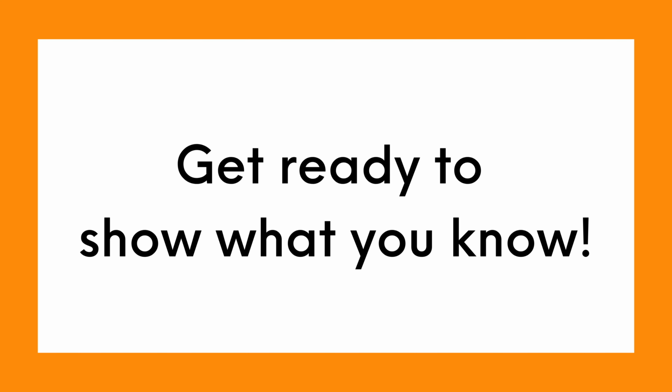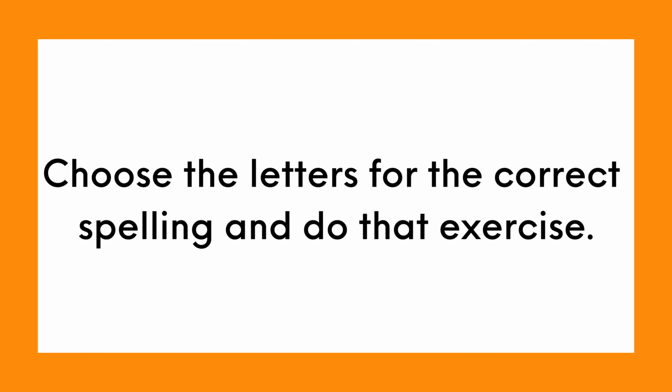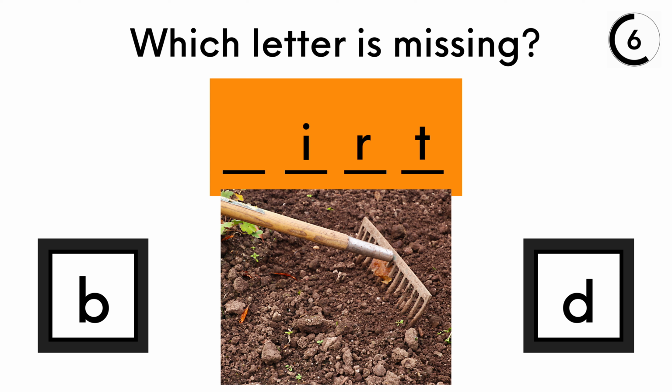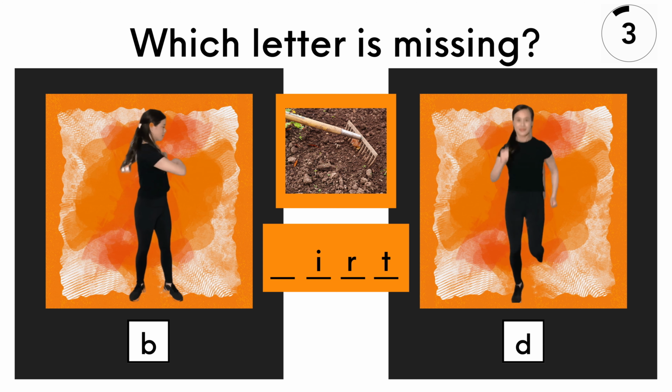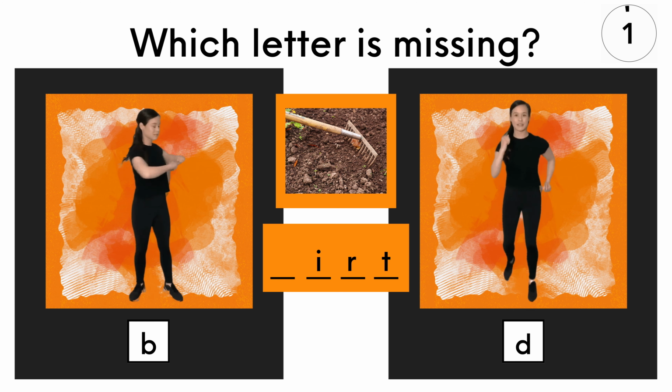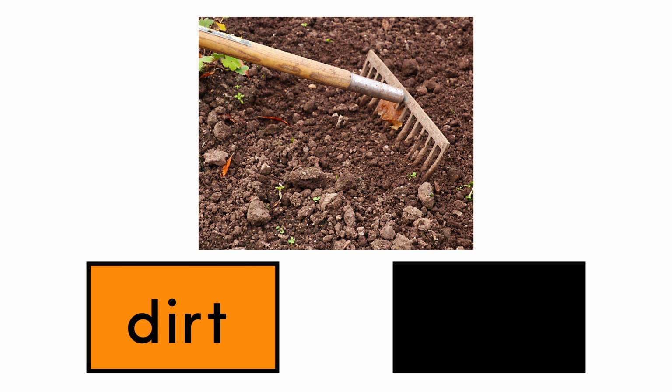Get ready to show what you know. Choose the letters for the correct spelling and do that exercise. Which letter is missing in the word dirt? B or D? Dirt.